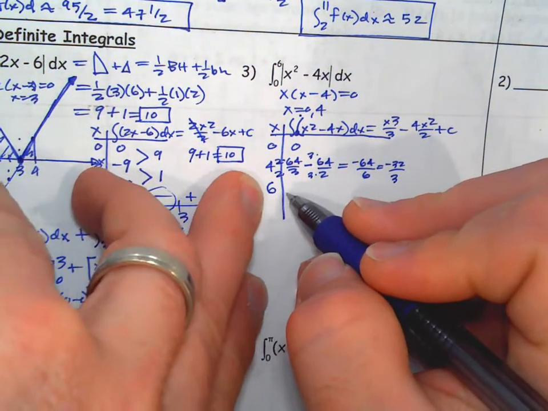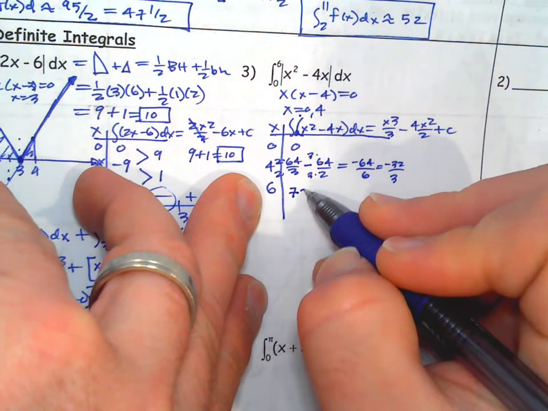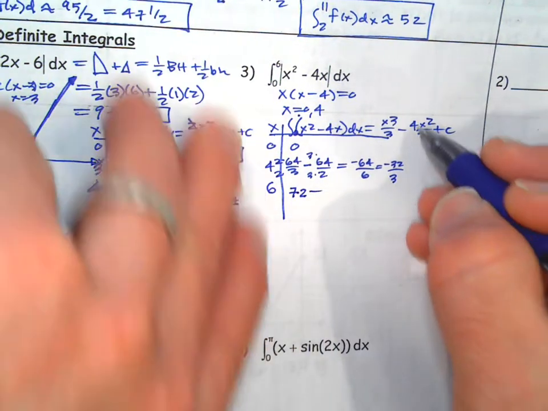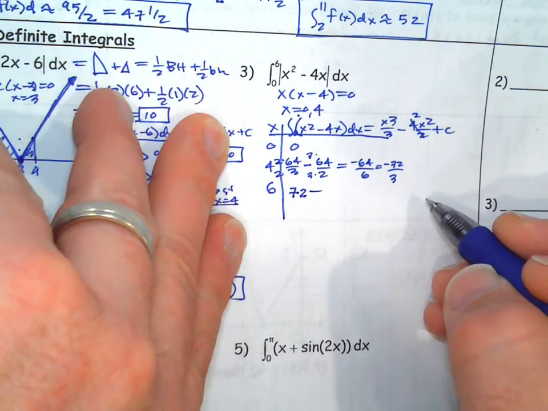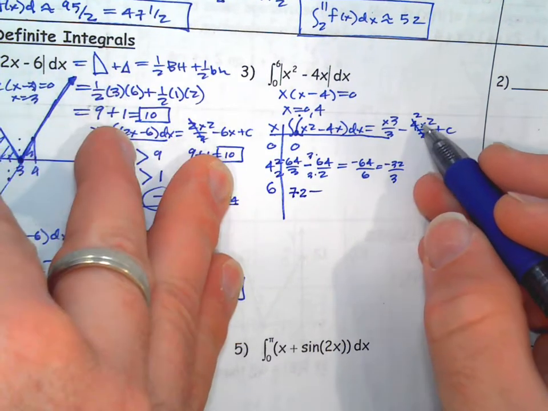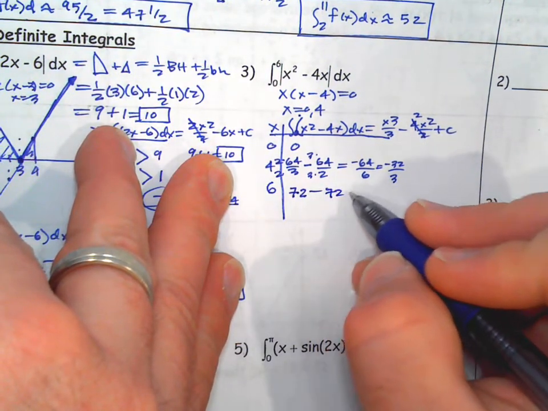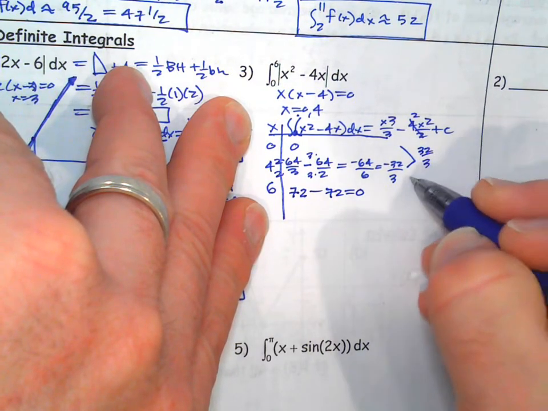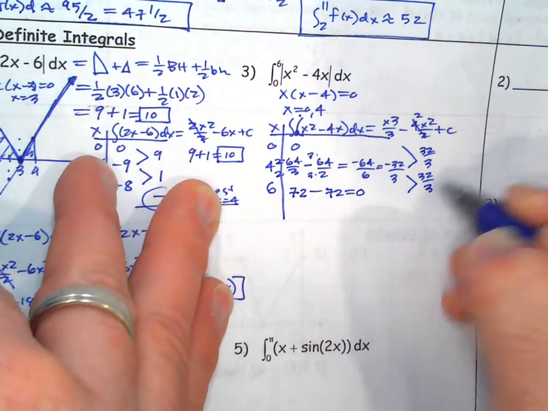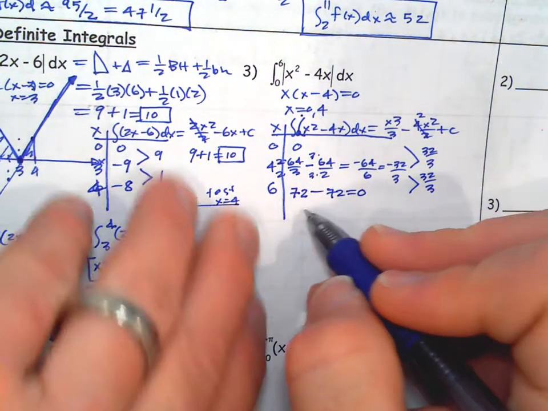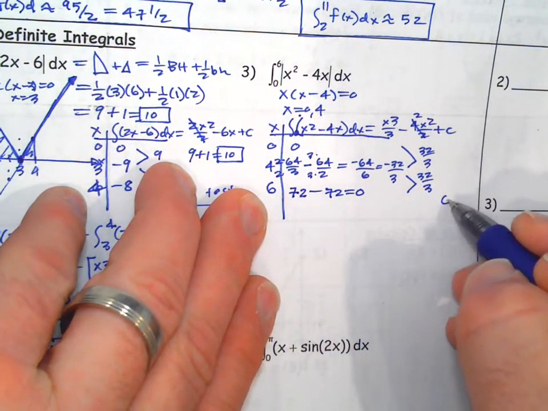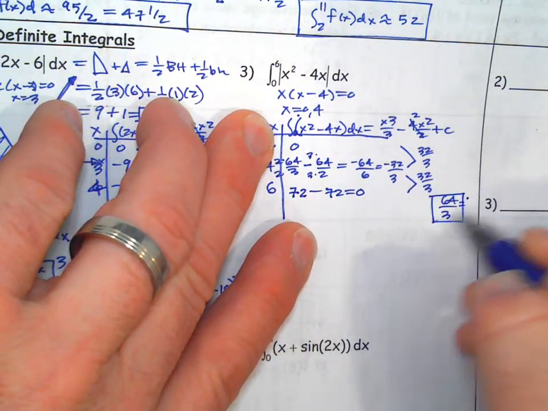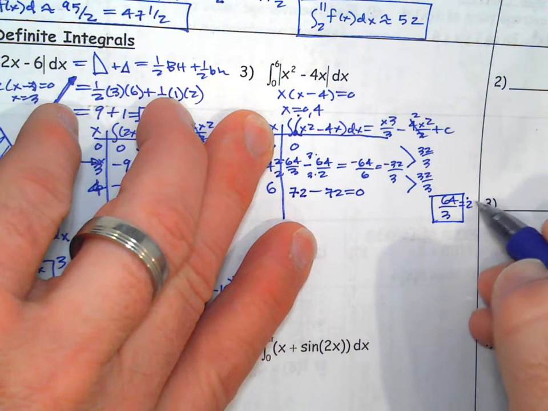Next one, 6, is going to be 72. 6 times 6 is 36 times 9, 2 is 72, minus 2 times 36 is 72. So that's going to be 0. And then you'll find the distance between them, 32 thirds and 32 thirds. So you add 32 thirds and 32 thirds together, you get 64 thirds, or 21 and 1/3.